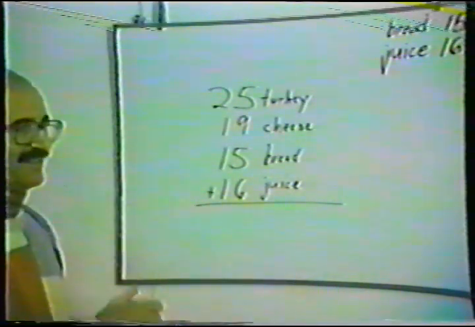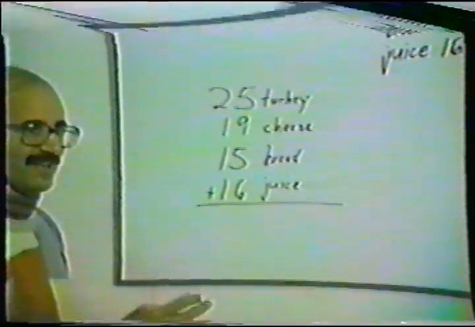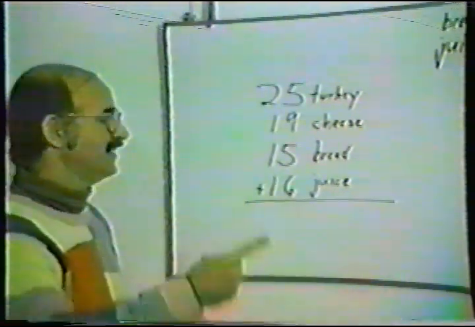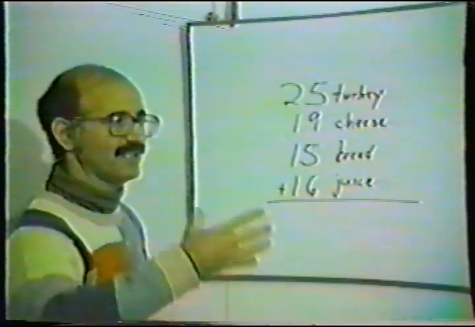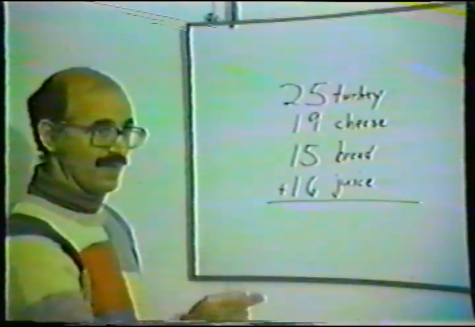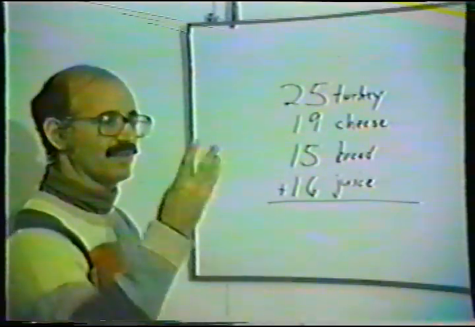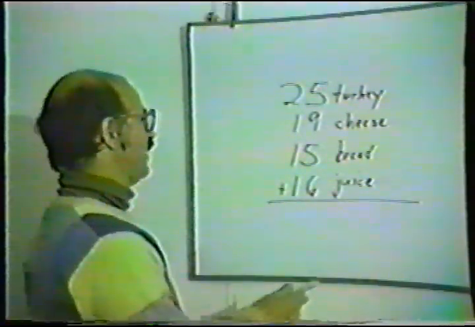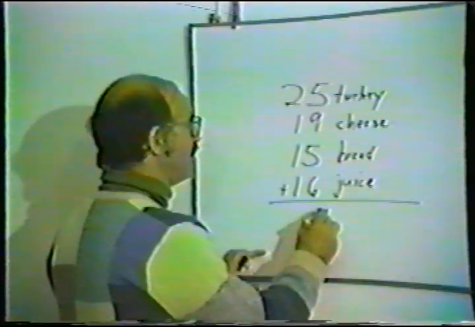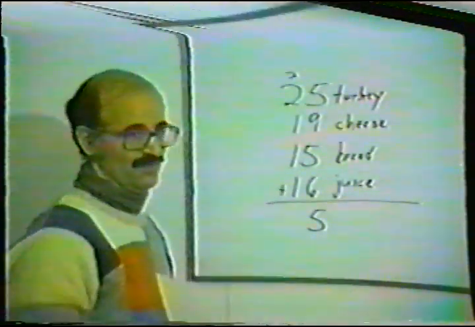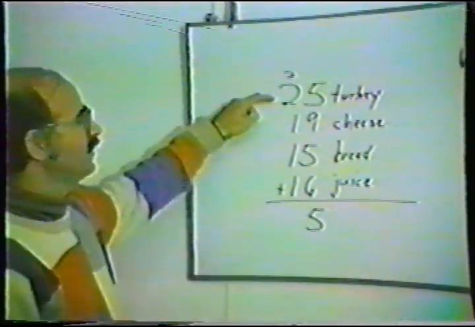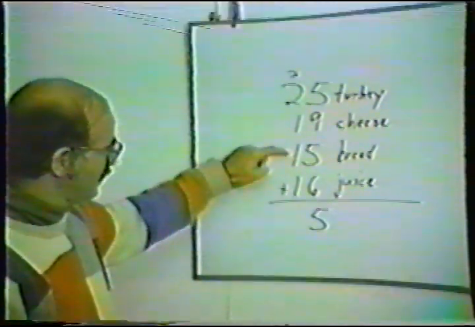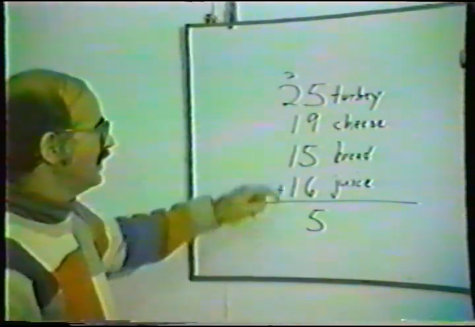You say 9, 10, 11, 12, 13, 14, 15, 16, 17, 18, 19, 20, 21, 22, 23, 24, 25. 25. Put down the 5, carry the 2. 2 plus 2 is? 4. Plus 1? 5. Plus 1? 6. Plus 1? 7.